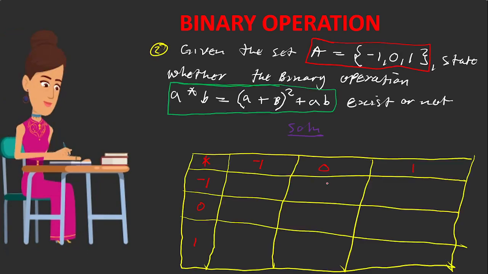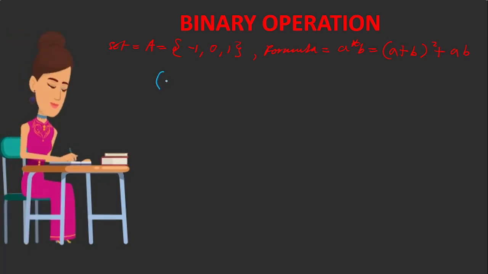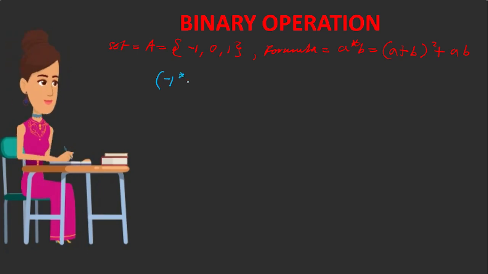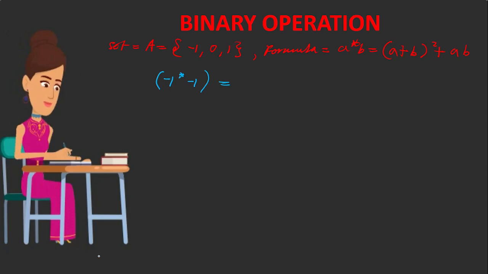If I go back to my diagram, the first one I'm having is negative 1 star negative 1. That simply means that where there is A, I'll put negative 1, and where there is B, I'll also put negative 1. The first one I'm trying to solve is negative 1 star negative 1, because it's the first part. In this case, both A and B are negative 1. If you observe very well from the formula, this A has been replaced by negative 1, and this B has also been replaced by negative 1.